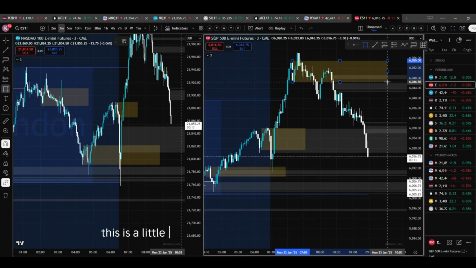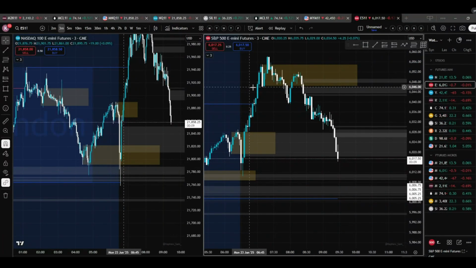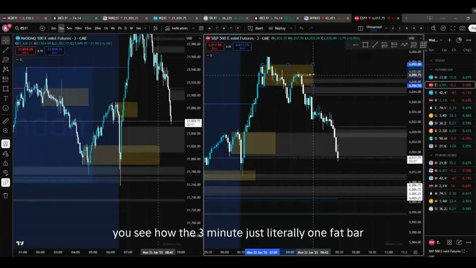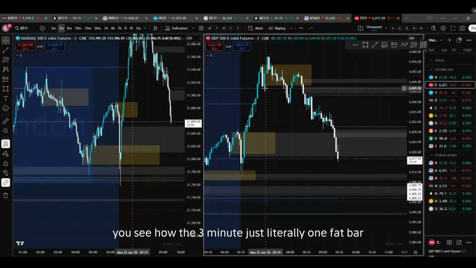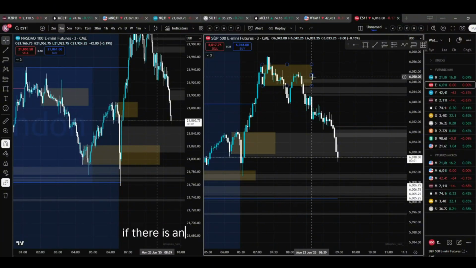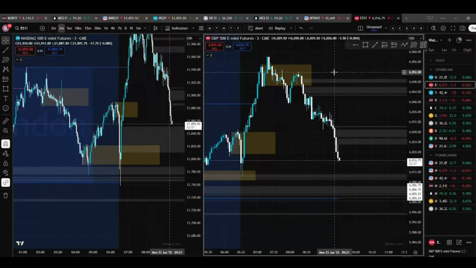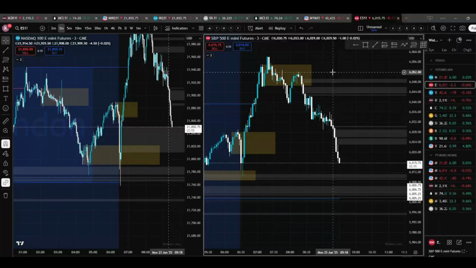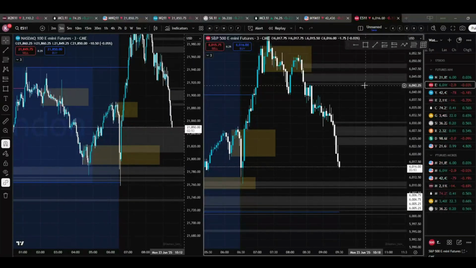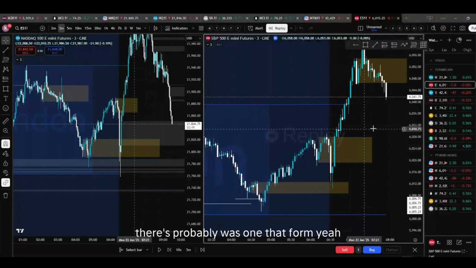Also on the 3 minute, this is a little bit cleaner when it comes to the unicorn. You see how the 3 minute is just literally one fat bar, and that's pretty strong. And you just wait to see if any fair value gap forms within this bar. We may have actually had one that we replayed up to here. There probably was one that formed.